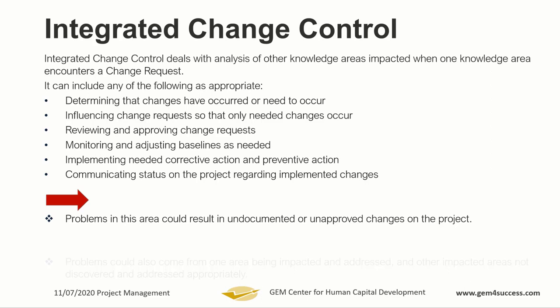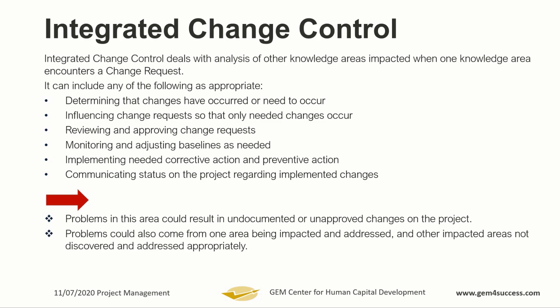So the problem could also come from one area being impacted and addressed, and other areas not discovered or addressed appropriately. This is a very smart one here. You realize the fact that integrated change control wants to review all the possible constraints, wants to review everywhere, to be able to have a good understanding that when these constraints, maybe time or costs or any one, have been impacted, what is the implication on the other areas of the project? So if this is not done well, what it means is that there will be different areas of a project that are impacted by a change, and they will go undetected, and this is potential chaos on the project.